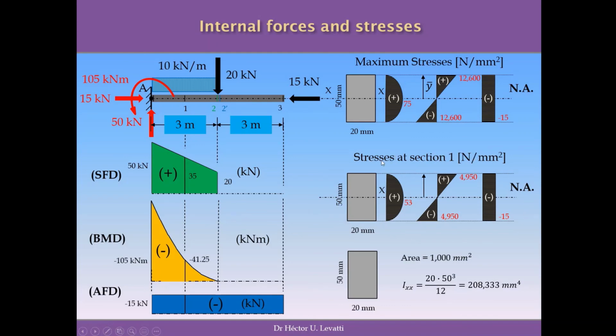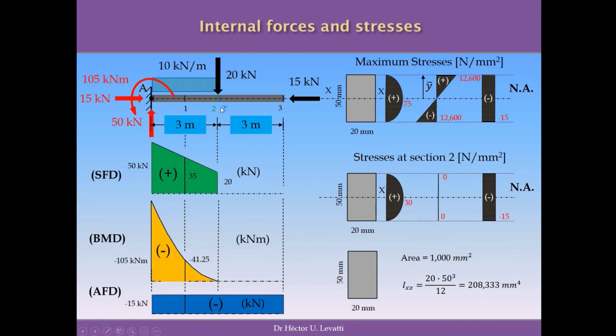So for this particular cross section, the cross section at 1, these are the values I have calculated with the formulas: for the shear stresses, 53; for the bending stresses, 4,950; and for the compressive stresses, minus 15. You can do this with every cross section in your cantilever beam or in any other beam.